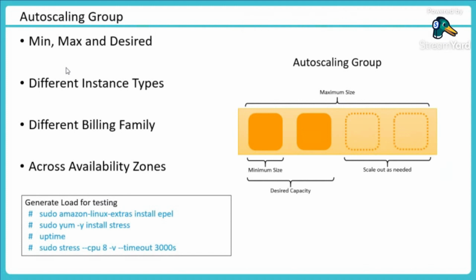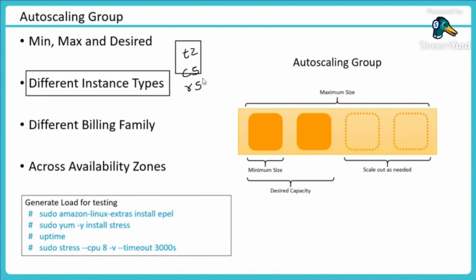Now, what I could also do, I could have different instance types in that. I could say, hey, what I'm looking for, I am looking for some T2, I am looking for some C5, I am looking for some R5. So I could combine all of them into one auto scaling group. So that is also possible. So we could do that.